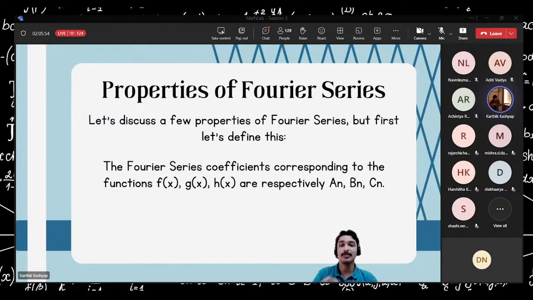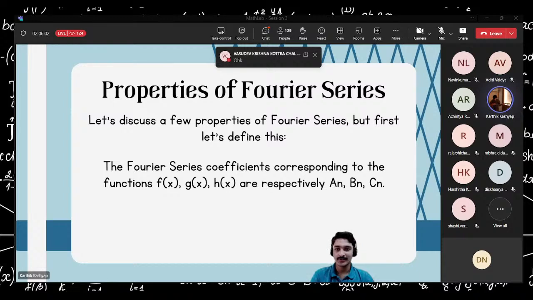So let's move on to the properties of Fourier series. I'm going to discuss just a few properties and not going to go over the proof. Again, it is pretty simple. So let's say there are three functions given: f of x, g of x, and h of x, and the corresponding Fourier series, the exponential, is an, bn, and cn.